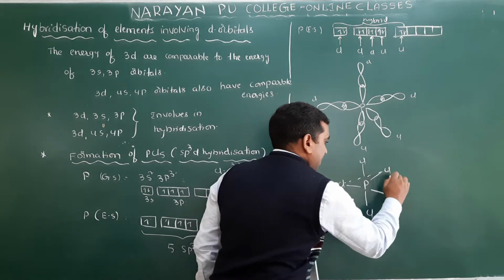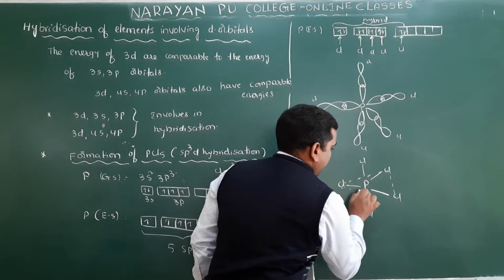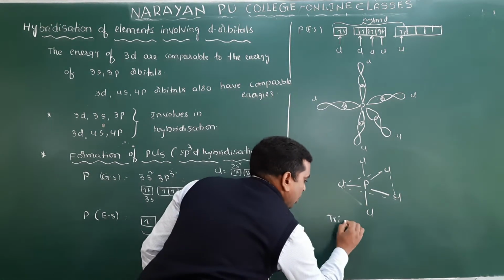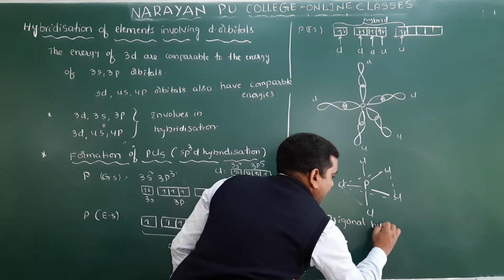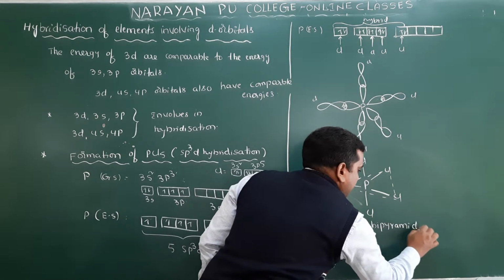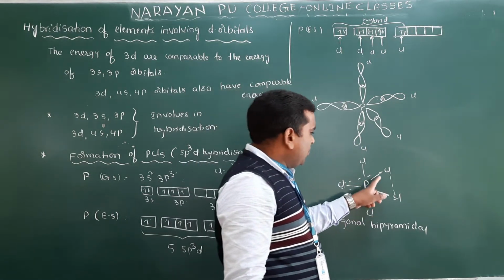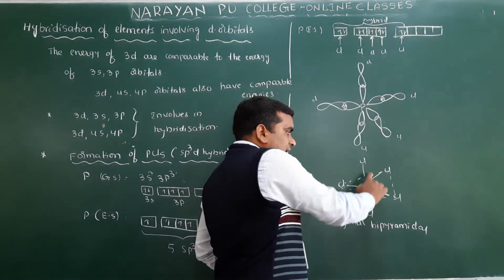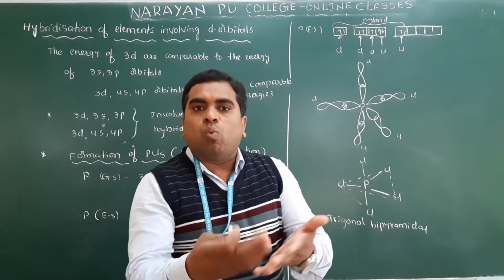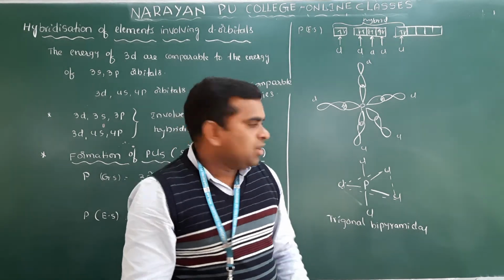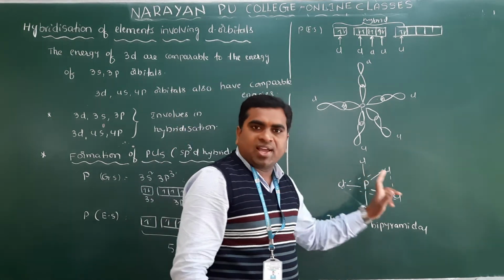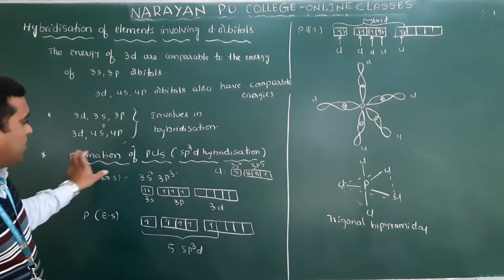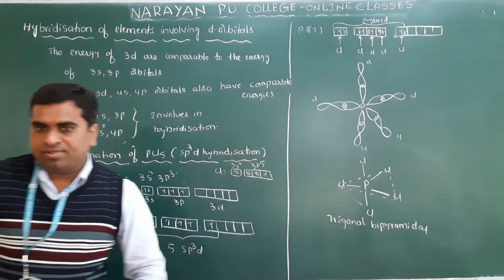This we will call trigonal bipyramidal. Clear? So what is the hybridization? What is the shape of this molecule? Trigonal bipyramidal. I already mentioned these we will call the equatorial bonds, and these two we will call the axial bonds. Axial bonds are longer than equatorial bonds. Clear? I have already given the reason. What is the bond angle here? 120, and here the bond angle is 90. All that we have discussed previously. And this is about the formation of PCl5.